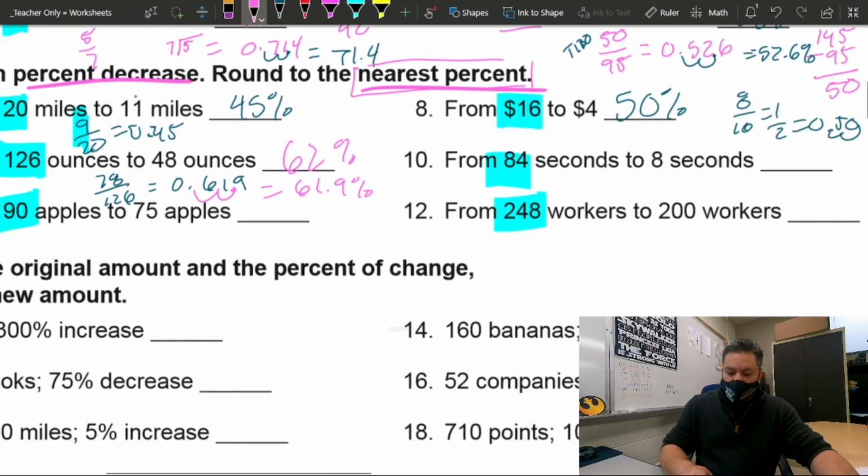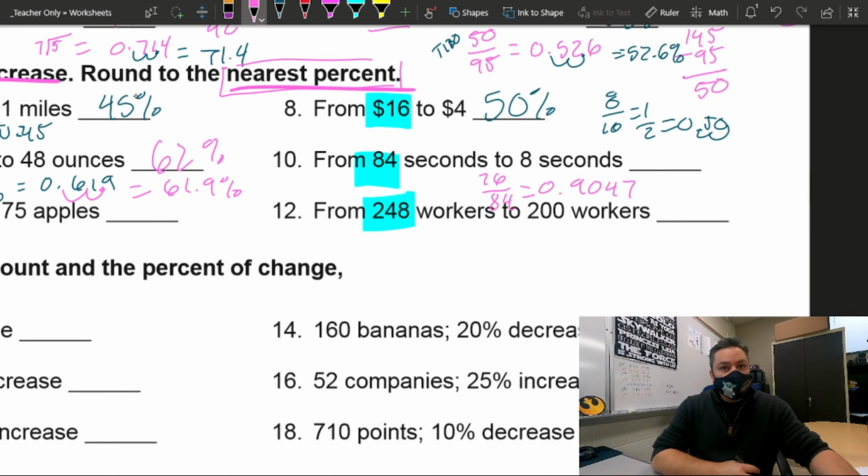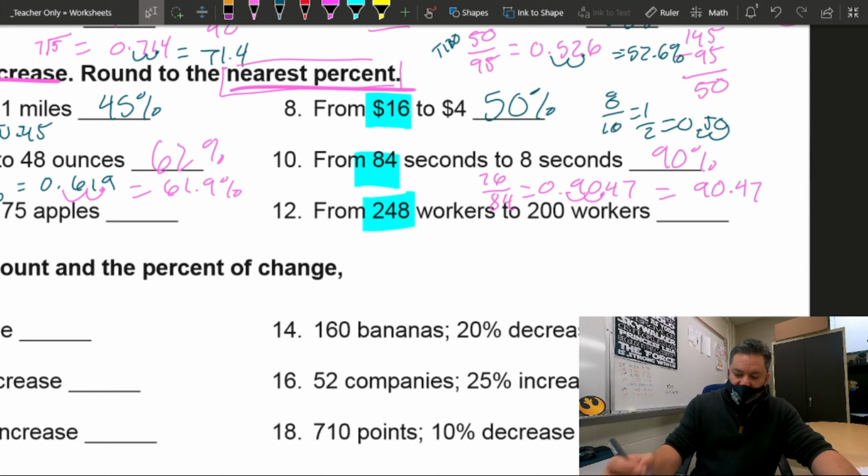Next one. Number 10. I'm going to subtract 84 minus 8, which gives me 76. I'm going to divide by the original, divide by 84. And I get 0.9047. So at this point, I'm going to round, 1, 2. So this is 90.47. So is it going to be closer to 90 or to 91? 90%. Any questions so far?